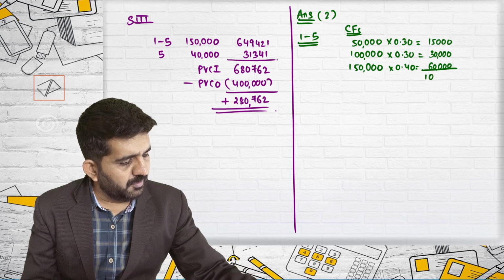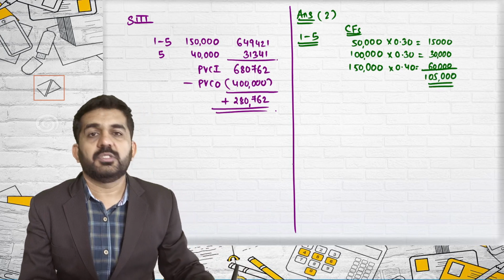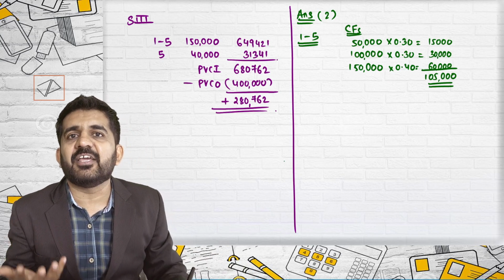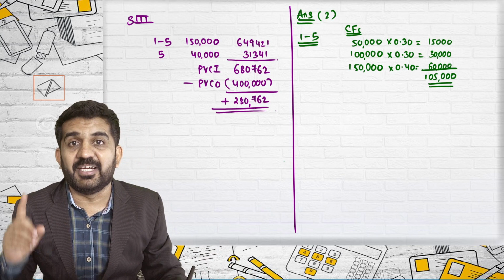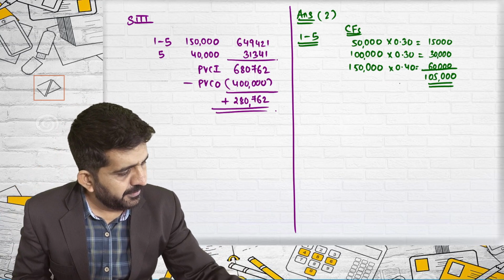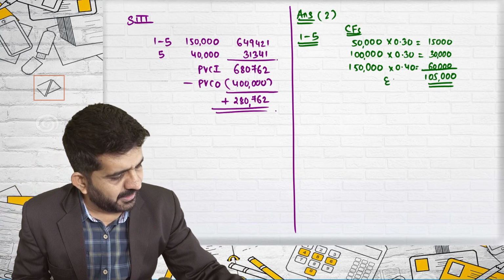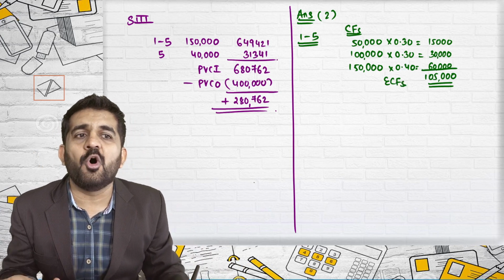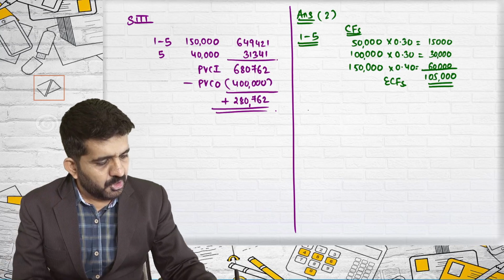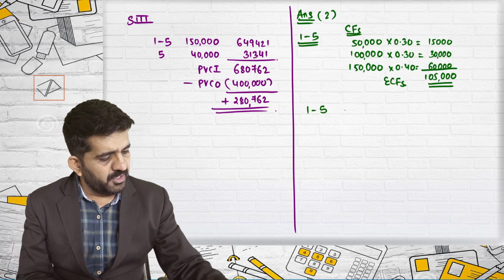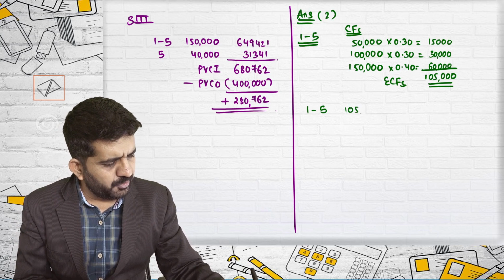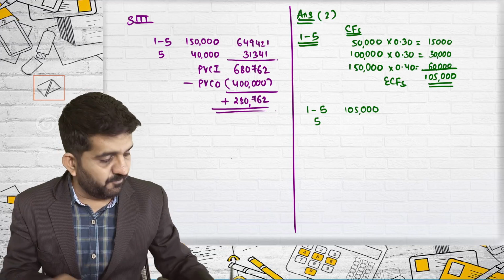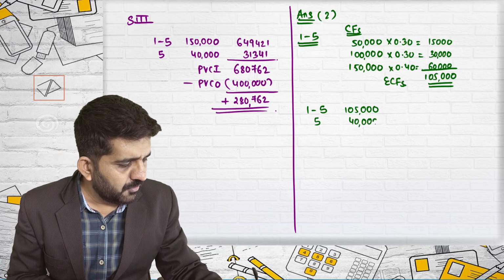Total will be 1,05,000, my expected cash flows after considering probability, the first method. But for which year? For 1 to 5 years, all the years the cash flow remains the same. So I will find out the present value for 1 to 5 years. My cash flow is 1,05,000, and in the fifth year I am getting scrap value, which is 40,000.